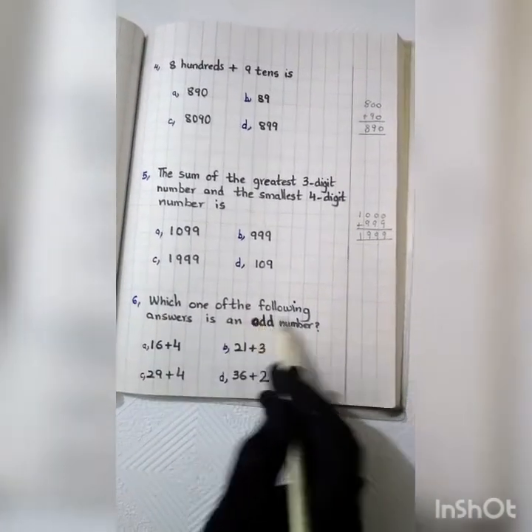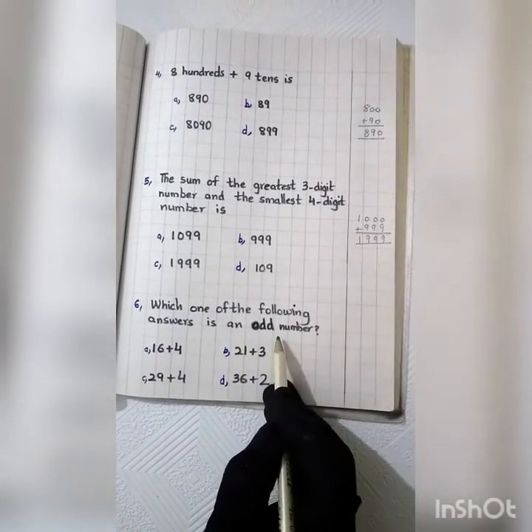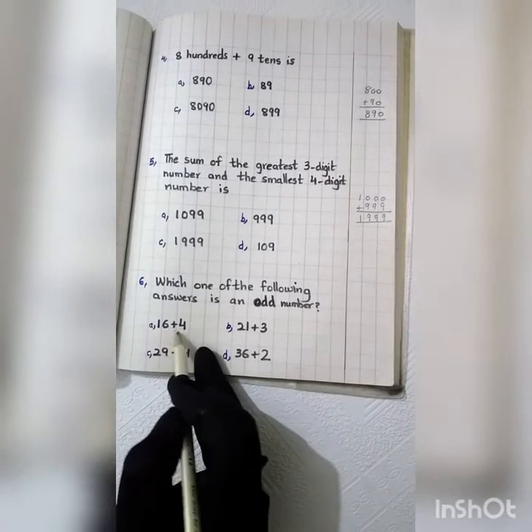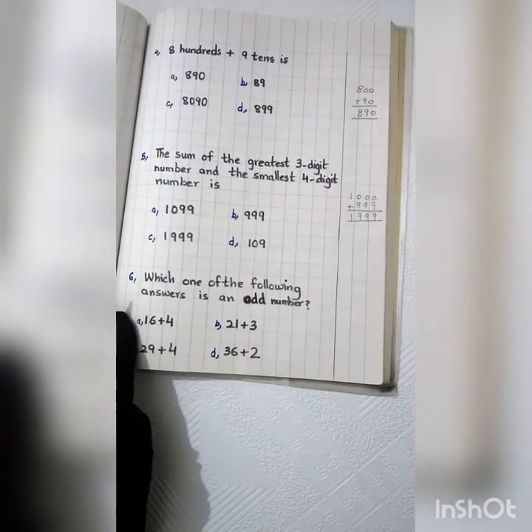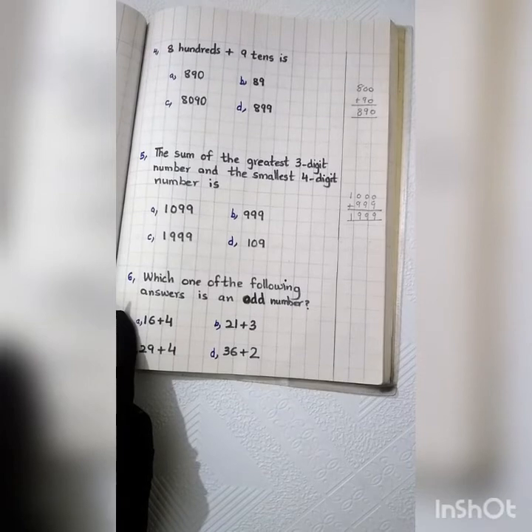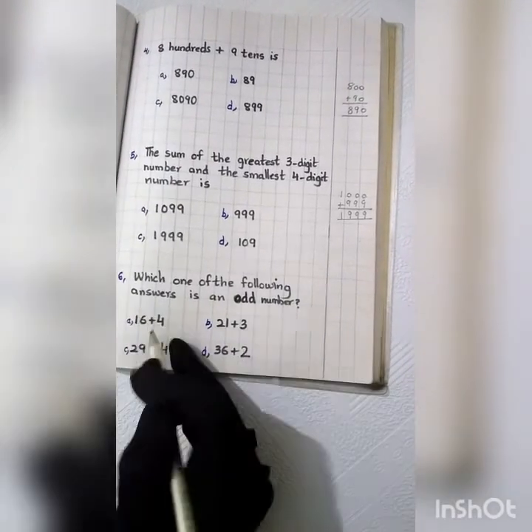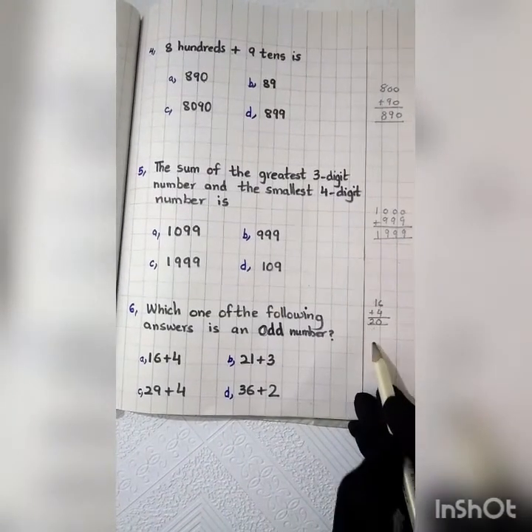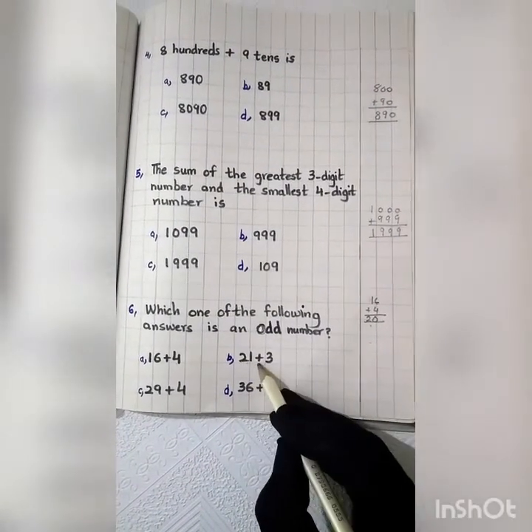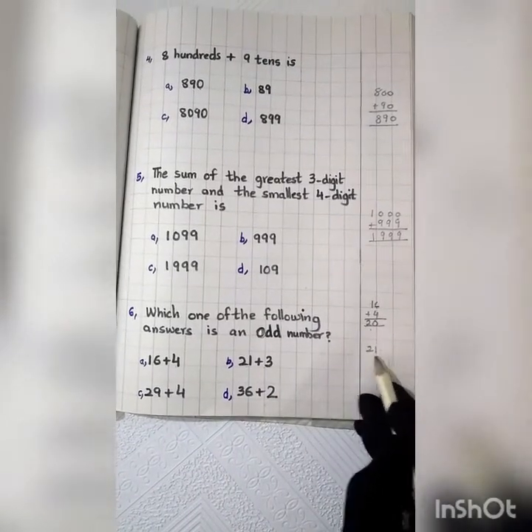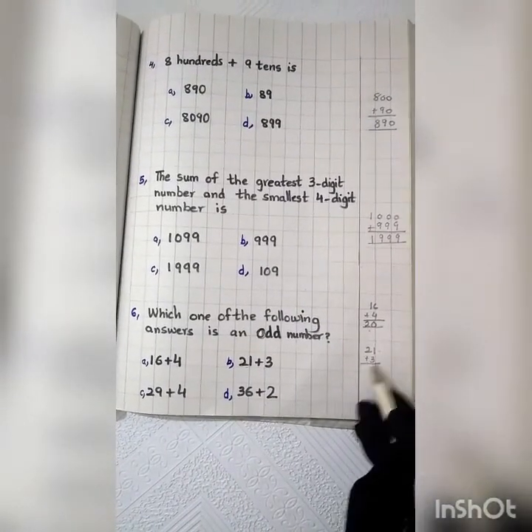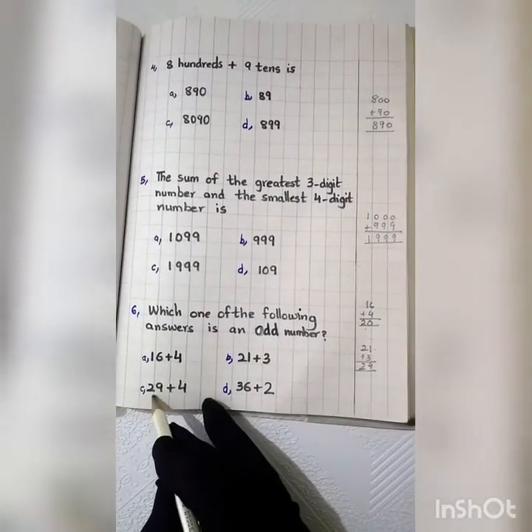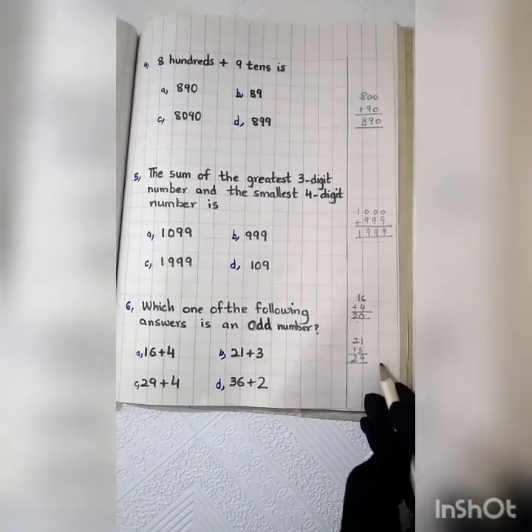Which one of the following answers is an odd number? बेटा जब हम 16 plus 4 करेंगे तो बेटा हमारे पास आंसर क्या आएगा? हमारे पास आंसर yes 20. Answer is 20. Now add 21 plus 3. 21 plus 3. Answer 3 plus 1 is 4. 24.